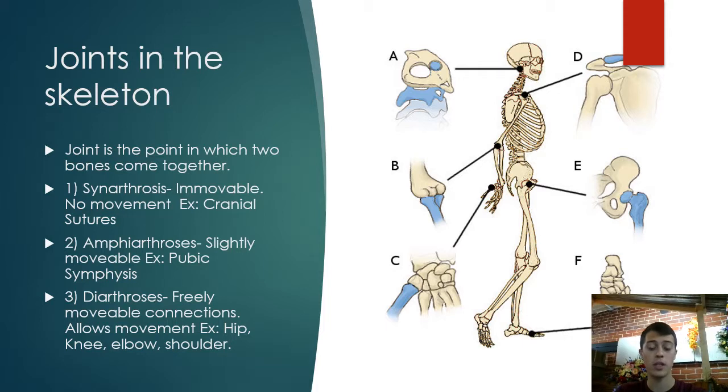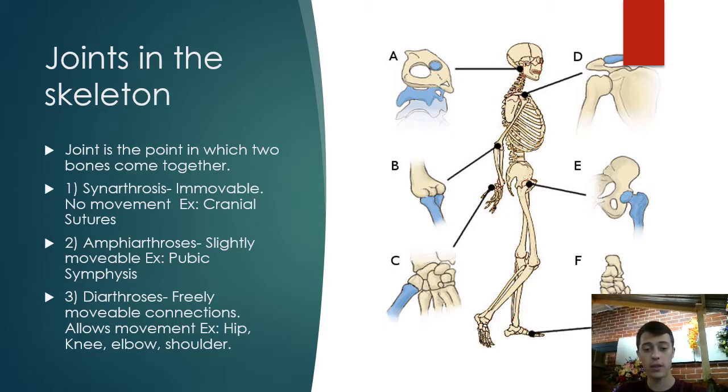And then at the end, which is the most known, would be the diarthrosis, which are freely movable articulations or connections, which allow movement. Hip, knee, elbow, shoulder, any joint that allows movement would be categorized in the diarthrosis section. Again, that would be the hip, knee, elbow, shoulder, anything that moves.